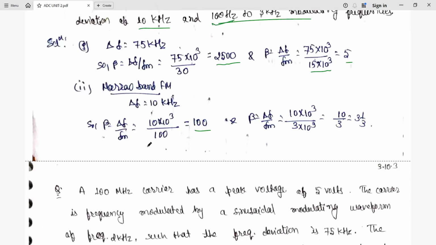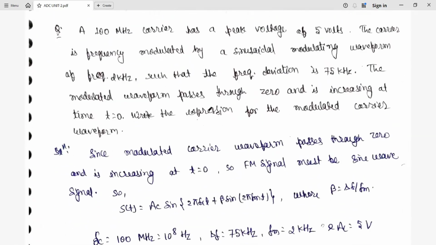For the 100 hertz, this is the beta. For the 30 kilohertz, this is the beta. And here the deviation frequency is given as 10 kilohertz, so 10 into 10 to the power 3. So it is completely formula based. So simply here again, we have the third question.